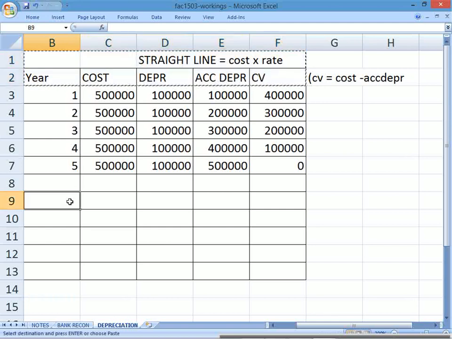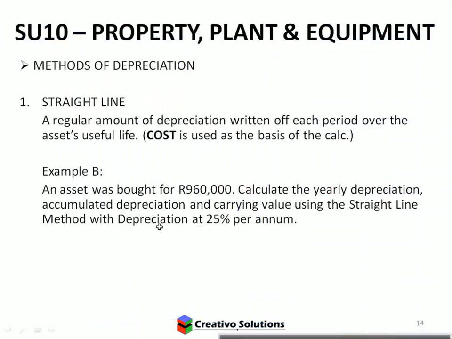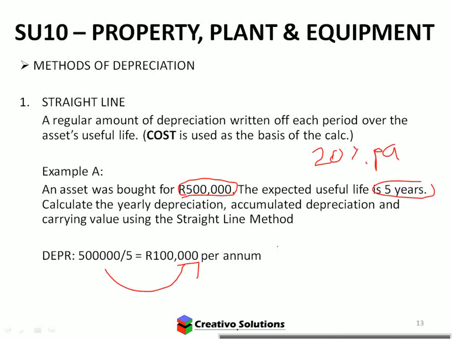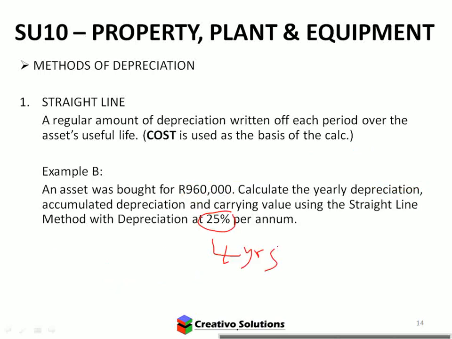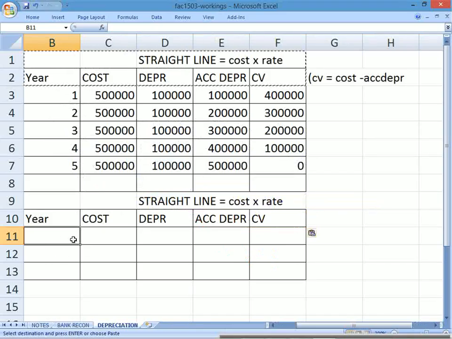Same table. How many years though? 25% is how many years? 4 years. How did I get that? 100% is the full value of the asset. Same thing here, 5 years. 100 divided by 5 is 20, 20% per annum. Here, 25% is the same as 4 years, because it must make up 100%. Makes sense? Okay, so year 1, year 2, year 3, year 4. I want 4 years. Quickly draw that up.